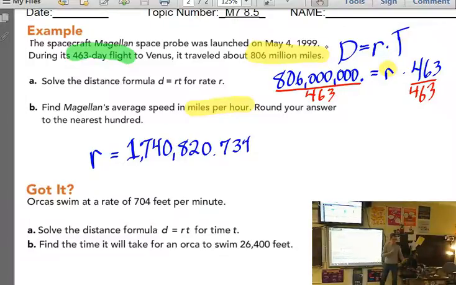So this, we can't just leave like this though. We need to put a label on it. We need an accurate label. So this was miles per. We're going to set up the per as the division. What goes in the denominator? 1 day, right?